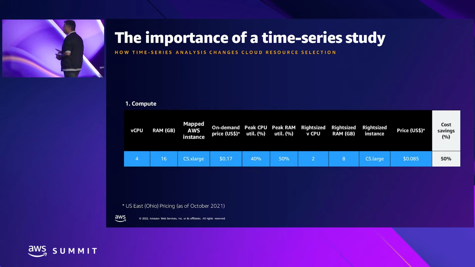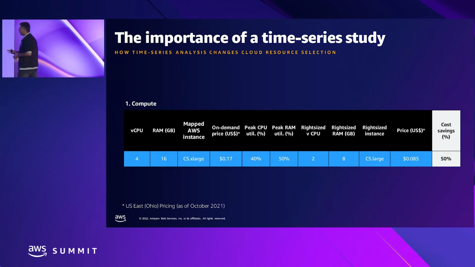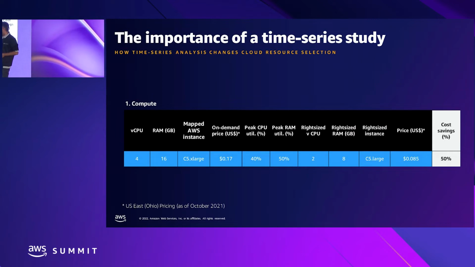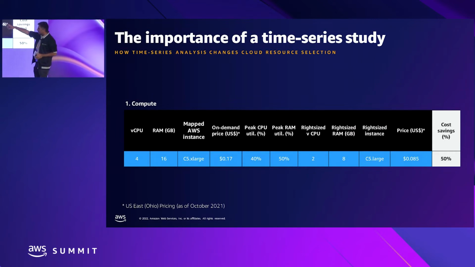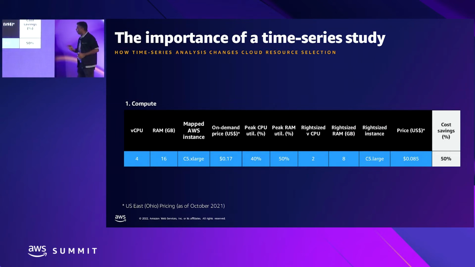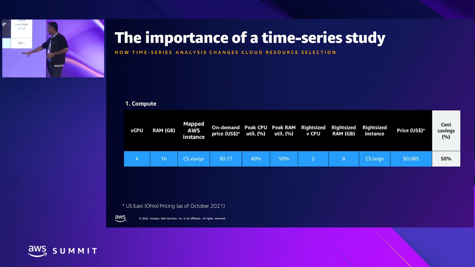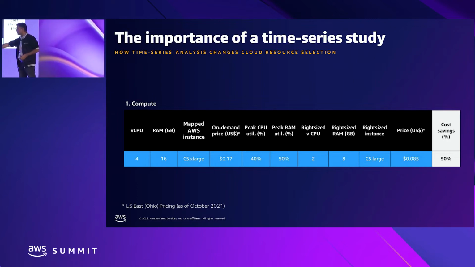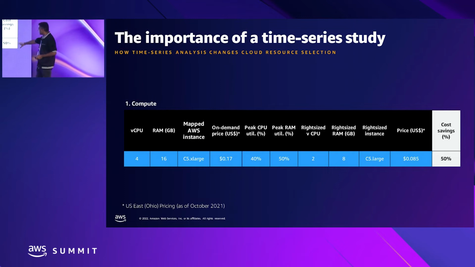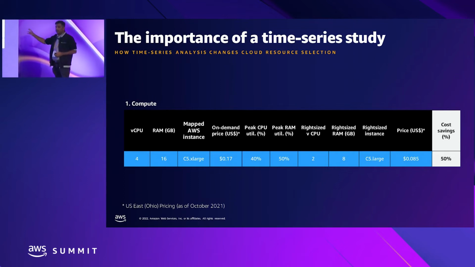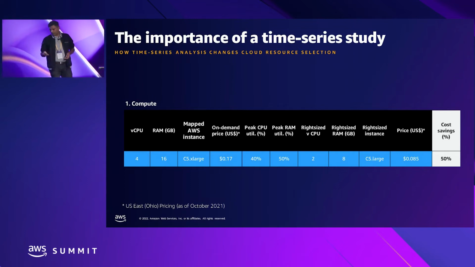This is more about why we insist on a time series study of the utilization. This will help us right size the instances. In this case, because of the utilization data that we have, we'll be able to reduce the size of the instance, which is right sizing, because of which the pricing of the application hosting goes down by 50% in this case.